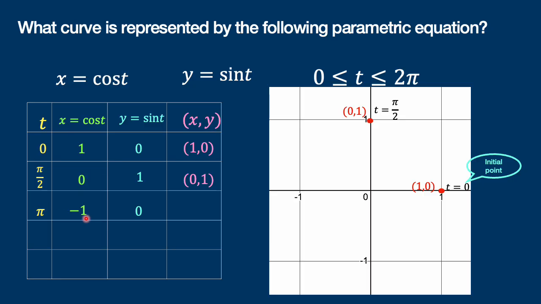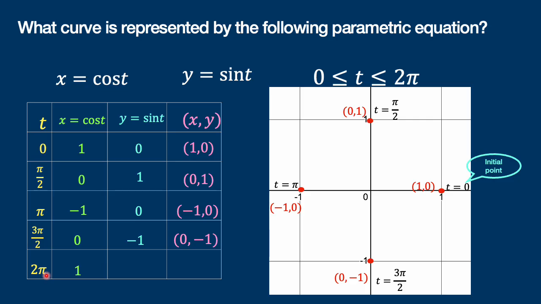Sine pi is 0, so the position is negative 1 and 0. You plot t equals pi. Your position is negative 1 and 0. Then t equals 3 pi over 2. Cosine 3 pi over 2 is 0. Sine 3 pi over 2 is negative 1. So the position is 0 and negative 1.